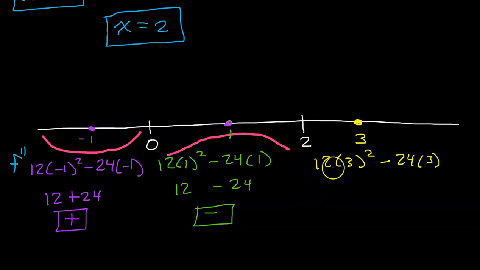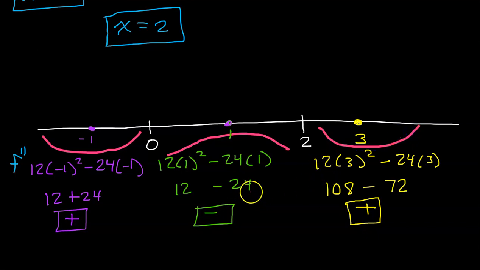Okay, so this is going to be 12 times 9, so that's going to be 108, and minus 24 times 3, so that's minus 72. So this is going to be a positive value. That tells us that in this interval, the function will be concave upward.